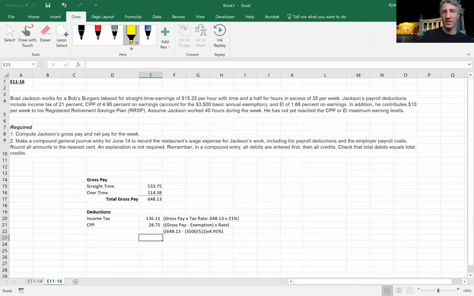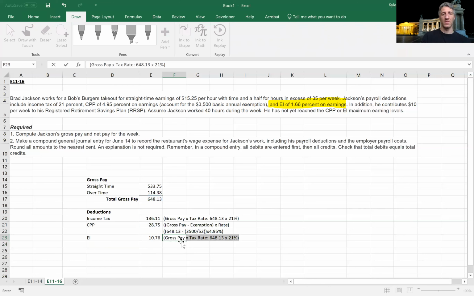What's next is EI of 1.66% of earnings. So this one's going to be a lot easier. EI, employment insurance, is gross pay multiplied by 1.66%. So I'll put it here: gross pay multiplied by the rate, and it was 648.13 multiplied by 1.66%.